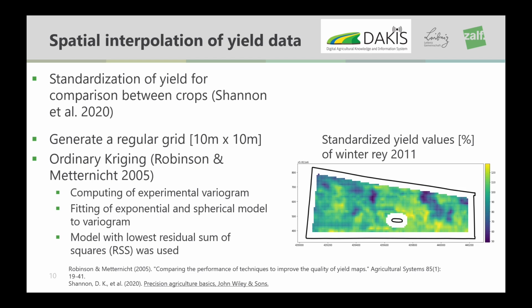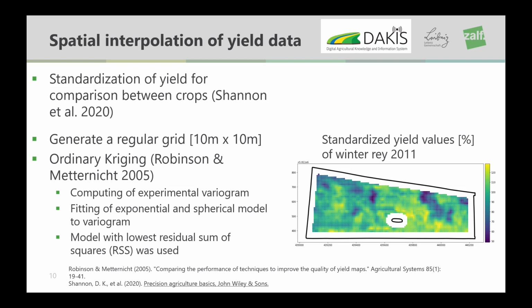In order to be able to compare the yields of the individual years, the yields must be standardized. The yield of the data points is divided by the mean value of all data points and multiplied by 100. For the interpolation, we first created a grid and then computed the experimental diagram. Spherical and exponential models were used to fit the experimental diagram. The model with the lowest residual sum of squares was used.